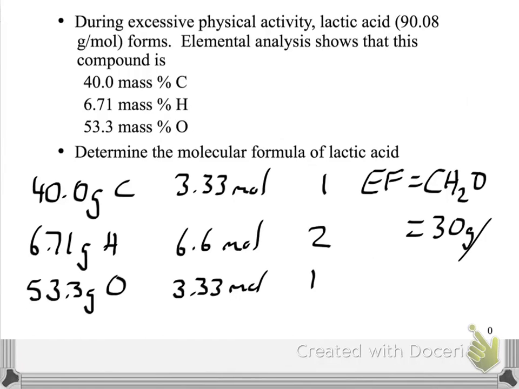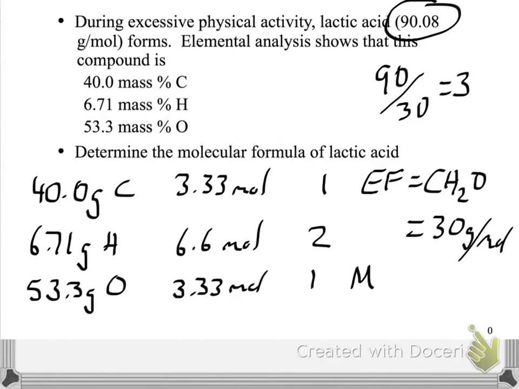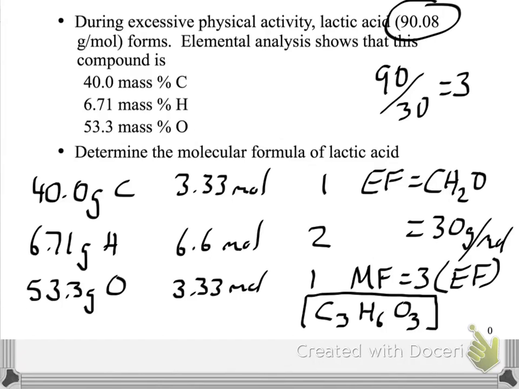That empirical formula has a mass equal to 30 grams per mole. If we take the molar mass, 90 divided by 30 equals 3. That means that the molecular formula is equal to 3 times the empirical formula, and that should give us C3H6O3 as the correct molecular formula. Hope this helps.